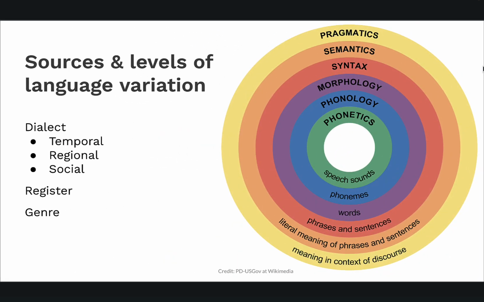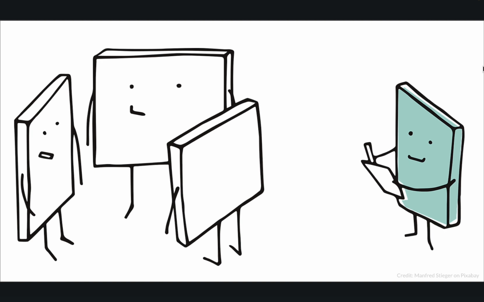The second way linguists talk about variation is to categorize the levels of language at which variation can occur. I'm not going to go into detail here. My point is for you to grasp the range of variations that are possible in English or any language based on dialect or register or genre.